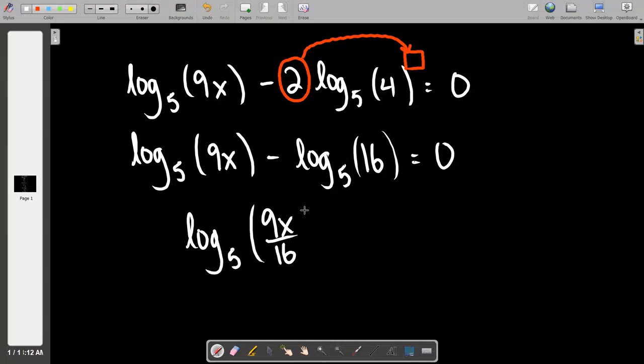9x over 16. Yes. Clean up that 4 squared. No sense in leaving it laying around. Okay.